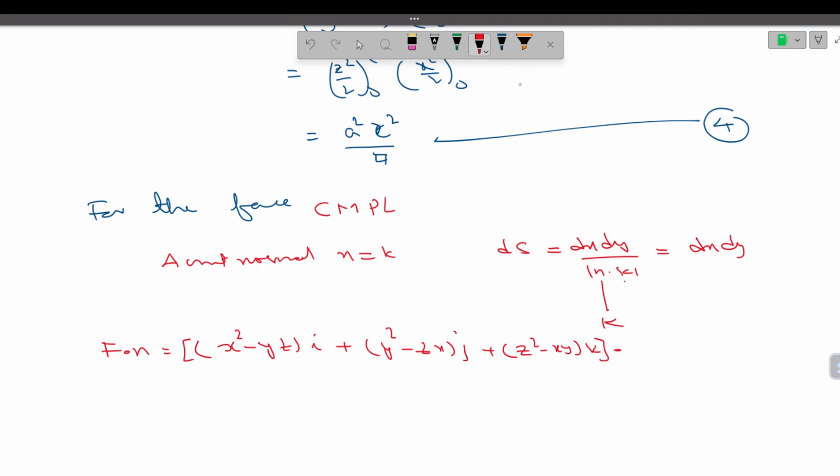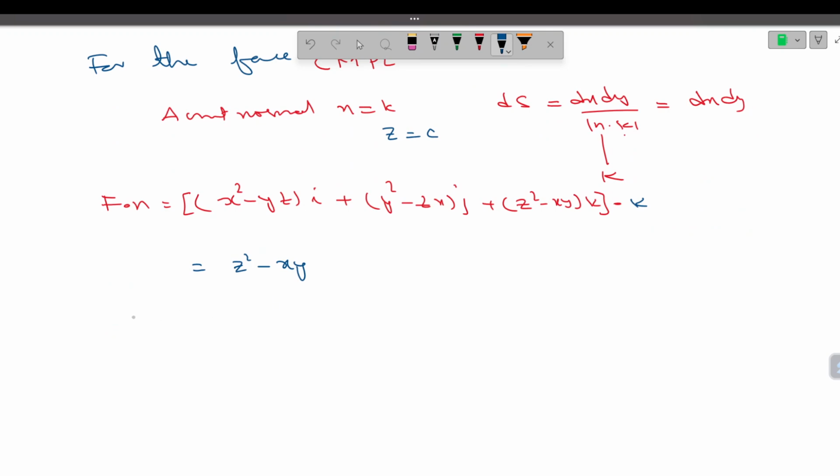Now what are we doing? We are taking the dot product with k. K dot k is 1. So z square minus xy, and here z equal to c. So the integration taken over the surface S5 of f dot n ds equals the double integration of c square minus xy, and our ds is dx dy, with limits of integration 0 to a, 0 to b.